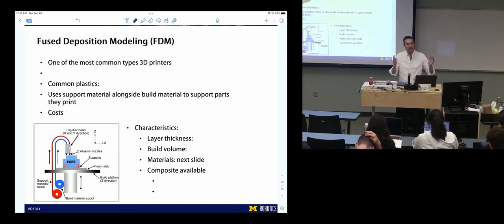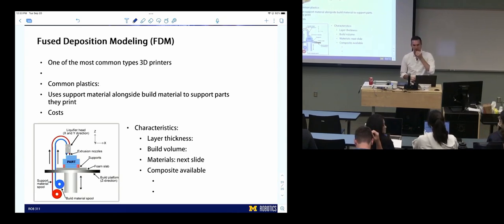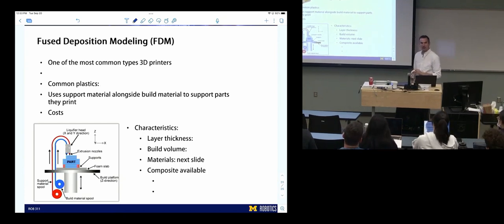Okay, for the next 5 or 6 slides, I want to tell you about 3 types of 3D printers, and then a slide or 2 on best practices. I think everyone's probably heard of FDM printers. Anybody not heard of an FDM printer? Okay. Fused deposition modeling. My guess is you have.